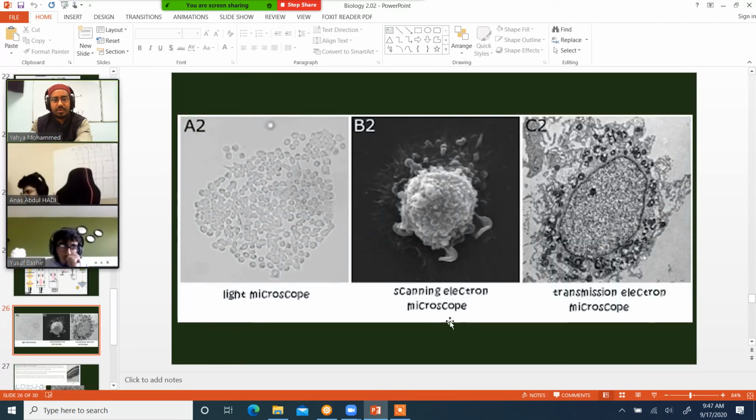So again, this is showing you the same thing. This is a light microscope picture. This is a transmission where you're sending it through the slide. Here's scanning, where you're just looking at it from the top. So transmission, scanning. You understand the difference?